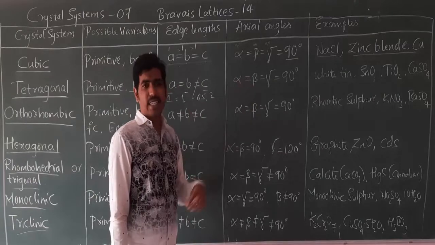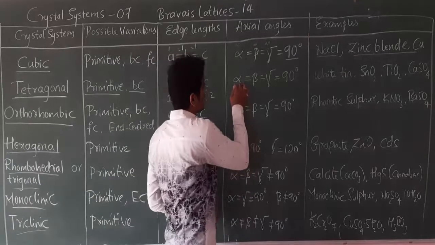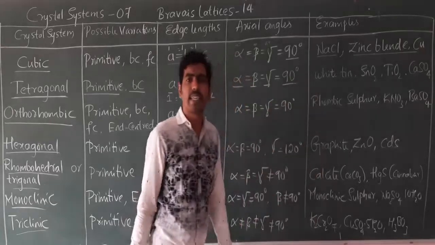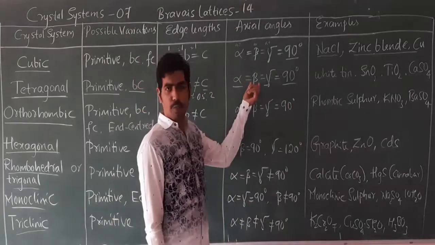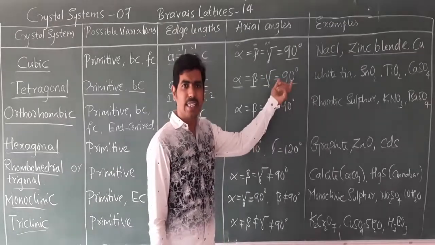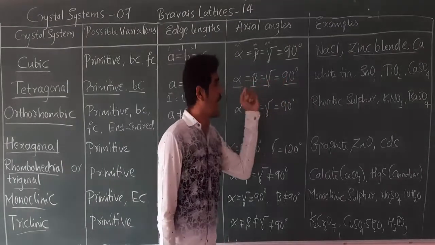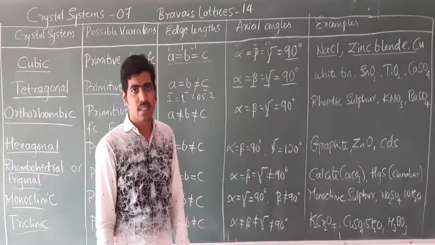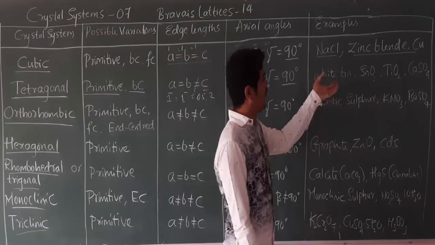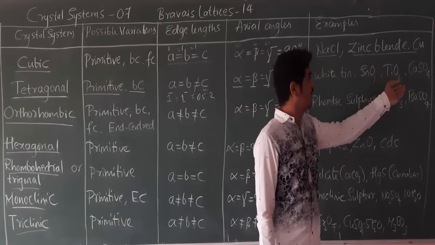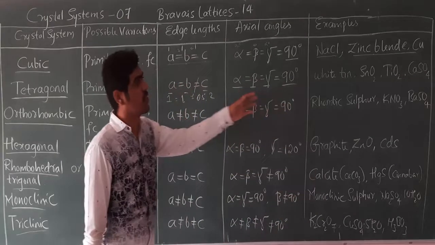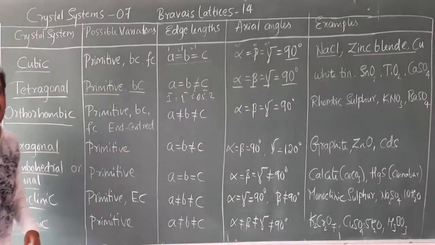Then what about the axial angles? Here also the axial angles are equal and they are equal to 90 degrees. Alpha is equal to beta, beta is equal to gamma, and gamma is equal to 90 degrees. That means all have equal angles, that is 90 degrees. Some of the examples are white tin, tin oxide, titanium oxide and calcium sulfate. So these are the examples of the tetragonal crystal system.